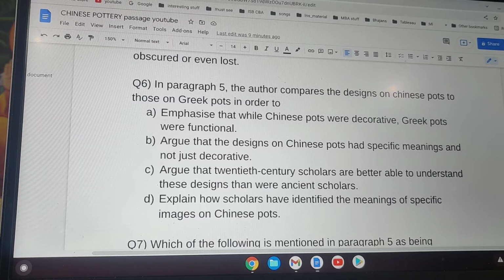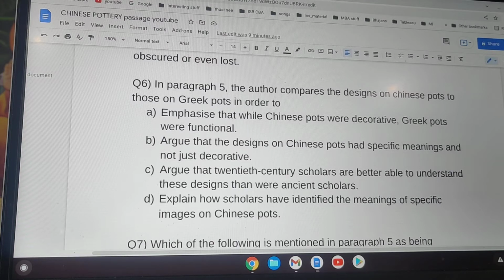Now we need to understand from which option we are getting this idea. Emphasize that while Chinese pots were decorative, Greeks were functional. It's not said that Chinese were decorative. It's said the Chinese also had the meaning. So this is wrong. Argue that the designs on the Chinese pots had specific meanings and they were not just decorative. That's true. That's our answer.